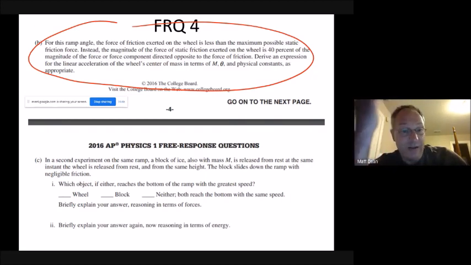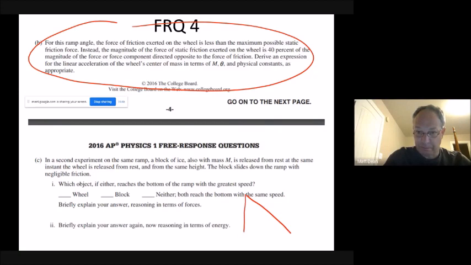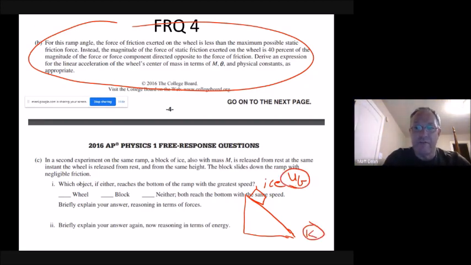Now, some of you might say they're going to get to the bottom at the same time. But remember, there is some friction between the wheel and the plane. That means, let's draw this out for a second. So with the block of ice up here, all of the potential energy up here becomes kinetic energy down here because there's no friction and therefore energy is conserved. With the wheel, it starts the same place.